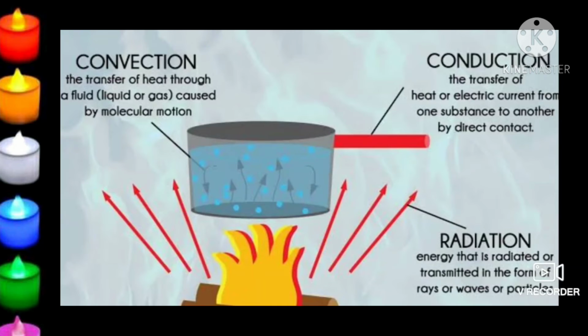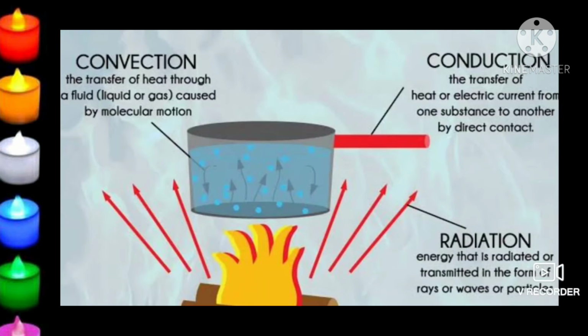So I told children there are 3 types. I want to tell you that now the transfer of heat takes place in 3 ways. When I started the lesson itself, I told you there are 3 types of transfer of heat: conduction, convection and radiation. Conduction takes place in solids, whereas convection takes place in liquids and gases, whereas radiation takes place in space and through waves, particles or vacuum.